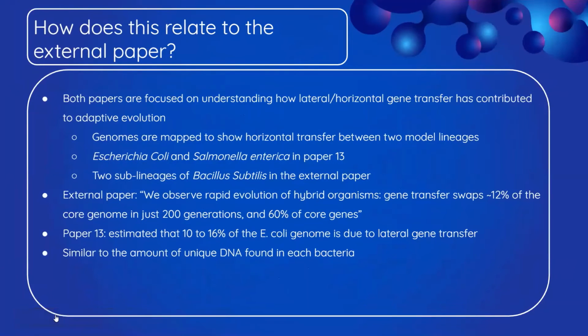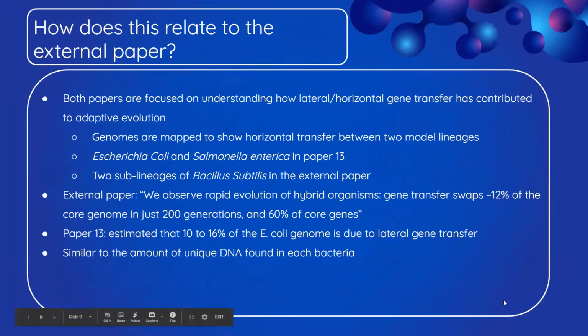So how does this relate to the external paper? First and foremost, the focus of both paper 13 and the external paper is to understand how horizontal gene transfer has contributed to adaptive evolution. And both papers focus on 2 model lineages. For paper 13, we mentioned it's E. coli and Salmonella enterica. And then for the external paper, it was 2 different sublineages of Bacillus subtilis.